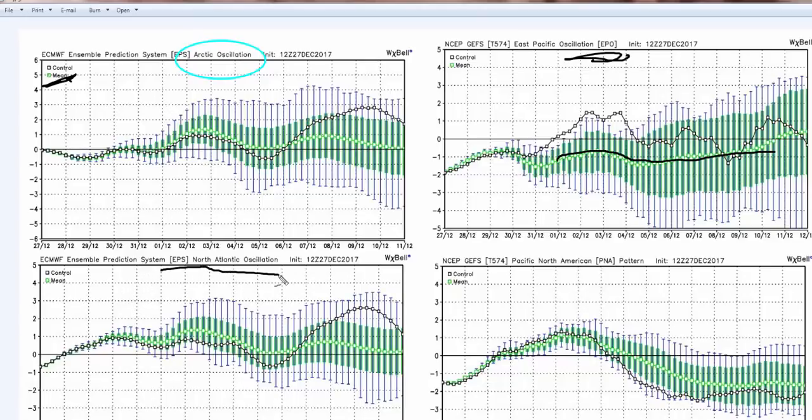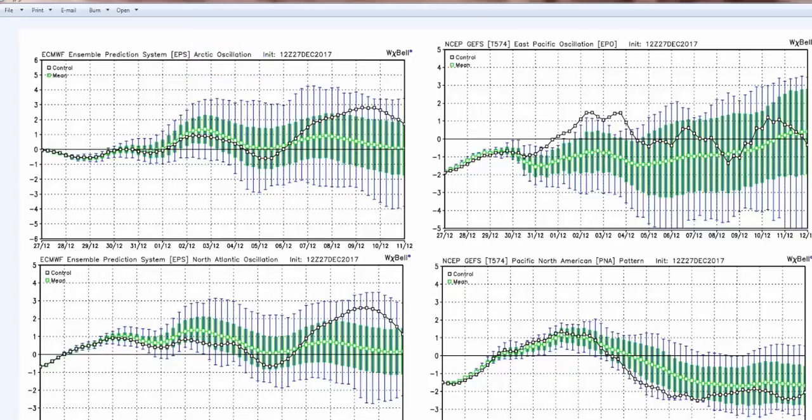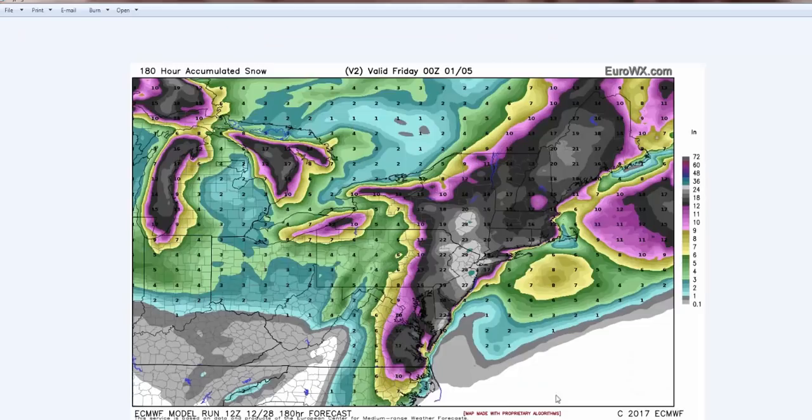This is the North Atlantic oscillation, the NAO. That's positive for this storm. And then here we have the PNA. A little positive, then drops negative. Not ideal, folks. I'm just saying, there's a reason not to be too excited about this.